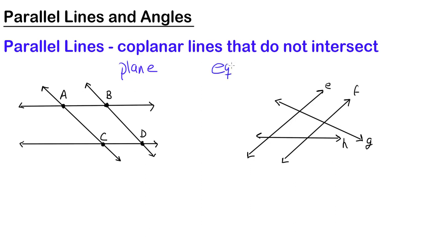And then another way to express the fact that parallel lines do not intersect is to understand that parallel lines are equidistant. That means they are always the same distance away from each other. And since they're always the same distance away from each other, they will never intersect. So parallel lines are coplanar lines that are equidistant, that are always the same distance from each other, and they will never intersect.